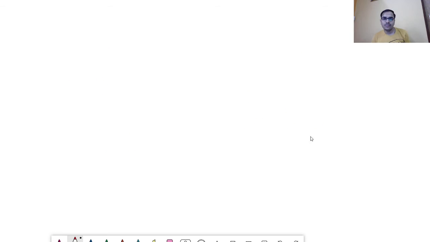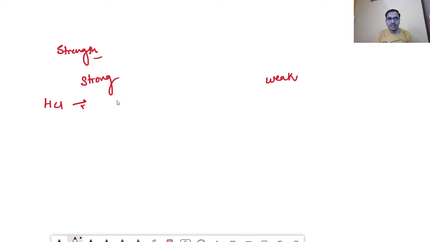Now the second method of classification is the strength. On the basis of strength, you can classify an acid as strong or weak. Now, if your acid completely dissociates into H plus and its counter ion, then that compound is called a strong acid. That is, I have an acid HCl, and it has completely broken into ions and furnishes H3O plus ions, then it is known as a strong acid.